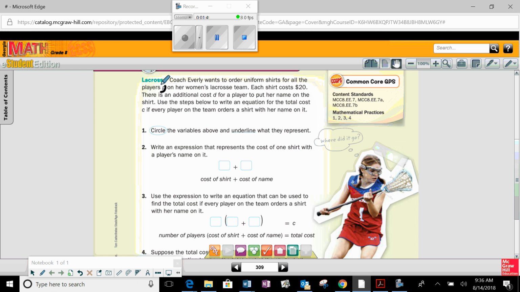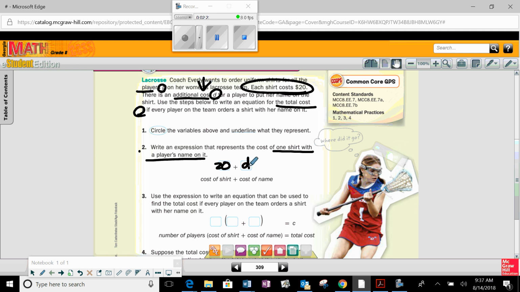So the first variable that we have is P, which represents the players. The second variable is D, which represents the additional cost. And the third variable is C, which is the total cost. Now we're going to go to number 2, and we're going to write an expression that represents the cost of one shirt with the player's name on it. Okay, so we know that the cost of the t-shirt is $20 plus the additional cost of putting their name. So that's one t-shirt cost plus their name.